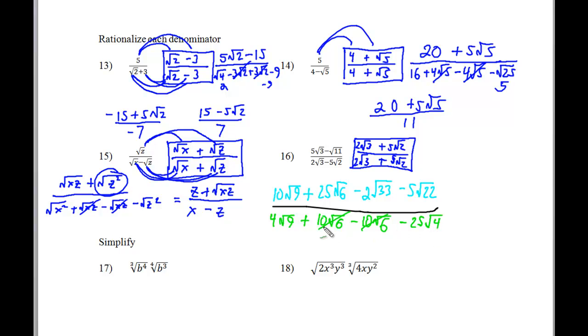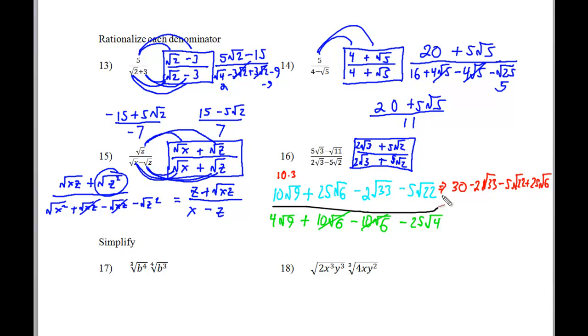Alright, now it's time to do the simplification game. I'm going to change colors again here so you can kind of follow what I'm doing. Let's go to red here. Now, the 10 square root of 9 is more like 10 times 3, so that's going to be 30. Now, these three terms here are not going to be simplified at all, so we're just going to change this to, let's put negative 2 square root of 33 next, minus 5 square root of 22 next, plus 25 square root of 6.